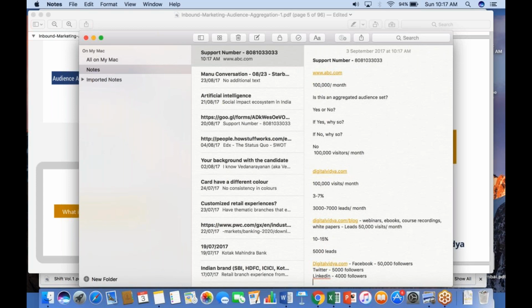Yes, absolutely. So the answer is yes. All of these are examples of aggregated audiences because here Digital Vidya can, again, this is a captive audience set. In the website case, once I have their lead information, I can target them through follow-up email campaigns, nurture campaigns, as they're called, drip email campaigns.